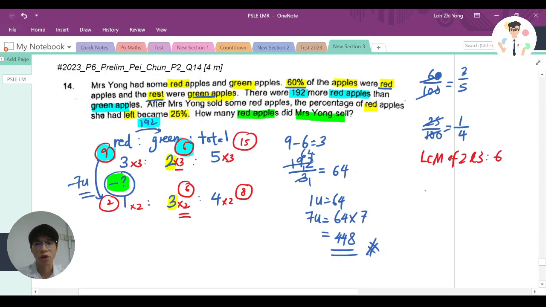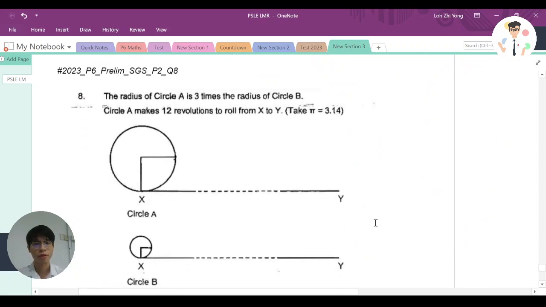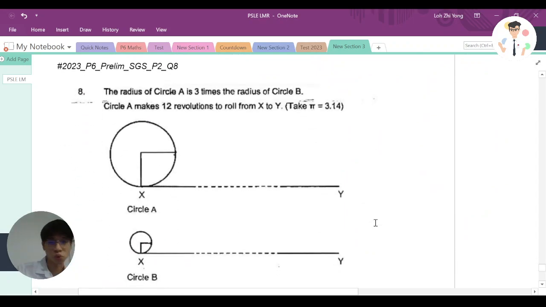Oh, by the way, this is actually a concept called one unchanged quantity. They are one part that's supposed to be the same because there's nothing happening to them on that part. Okay. So let's move on to our next question, which is a circle question from SGS paper 2, question number 8. So here it says that the radius of circle A is 3 times the radius of circle B. So which means that, for example, if I have 1 unit here for the radius, here is supposed to be what? 3 units. 3 times, okay?